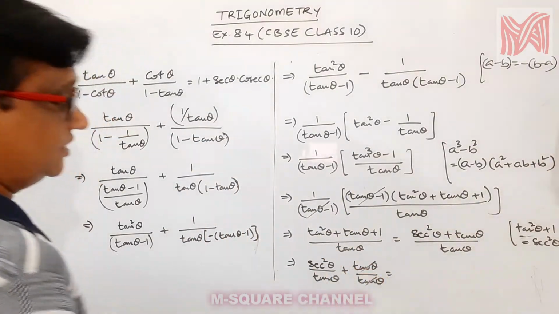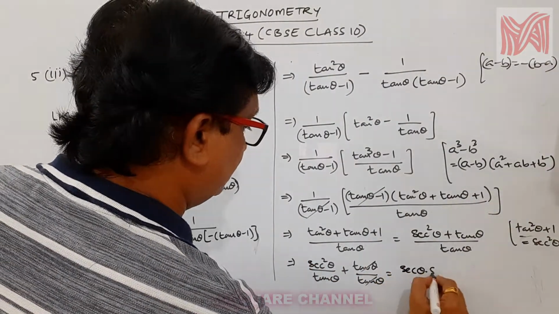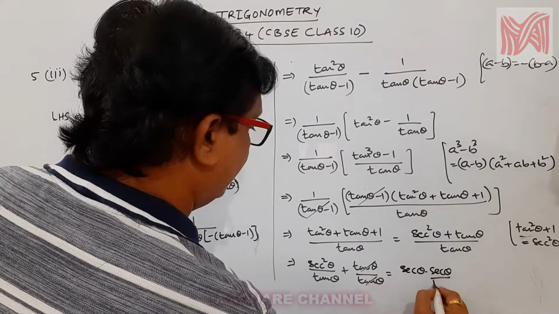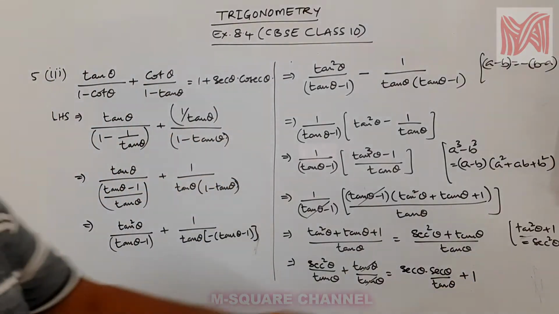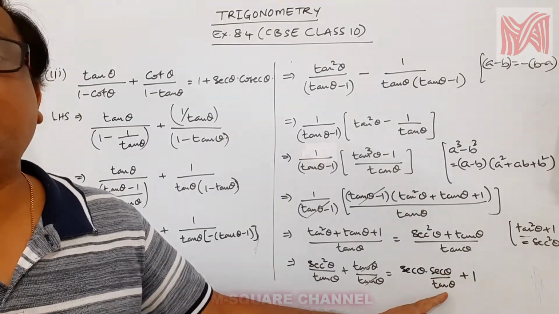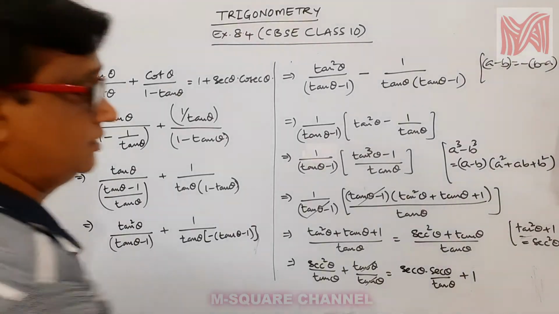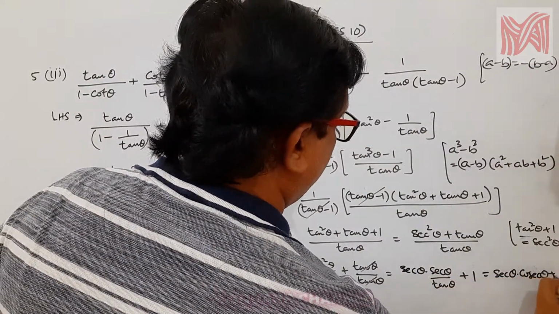Here tan theta cancels. So now secant theta into secant theta by tan theta, if you are writing like this, plus 1. In the previous video I explained that secant theta by tan theta is cosecant theta. So secant theta into cosecant theta plus 1.